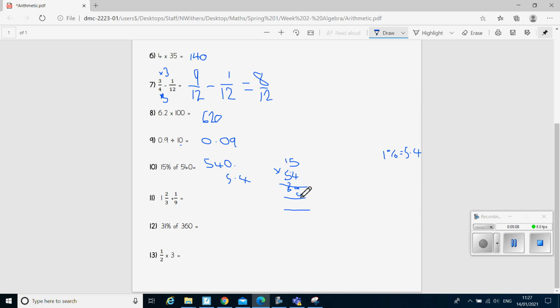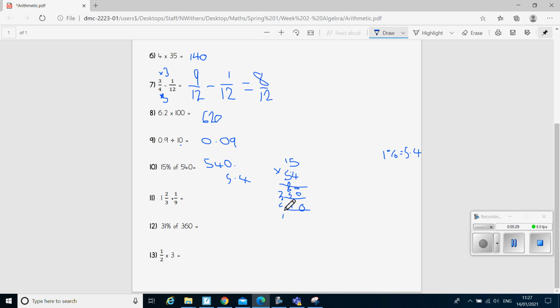Next, I need my placeholder 0. 5 times 5 is 25. Carry my 2. 5 times 1 is 5. Add my 2 is 7. Okay, and then I need to add up. So 0 add 0 is 0. 6 add 5 is 11.